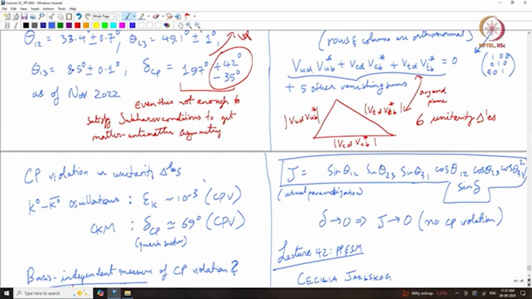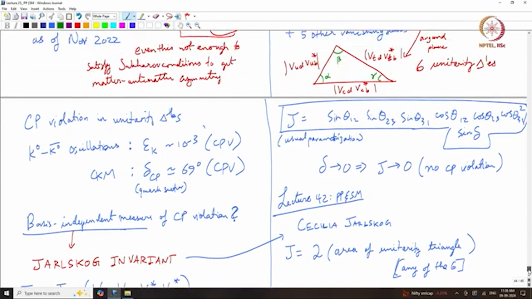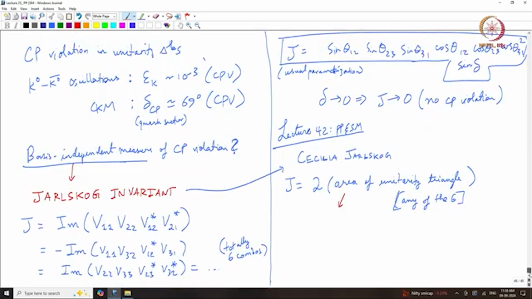What is the area of this triangle? Suppose I call this alpha, this is beta, and this is gamma. Can you tell me what the area of the triangle is, using your high school trigonometry? So for that triangle, would you agree that the area is V_ud, V_ub star, V_td, V_tb star, and then what?